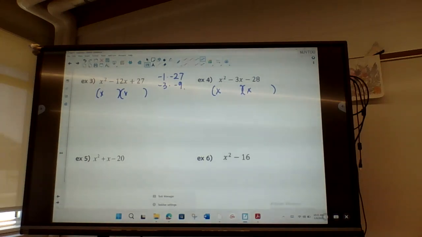So 2 negatives will multiply to give me a positive, but when I add them, they'll give me a negative. So they're both going to be negative in this case. And number 3, if you're still working on that one. So the one that adds to give me a negative 12 is minus 3 minus 9.